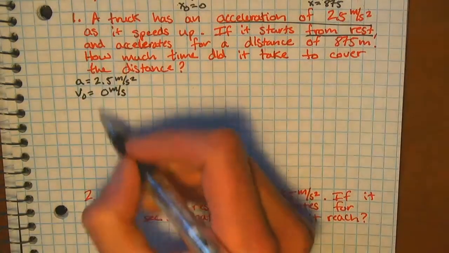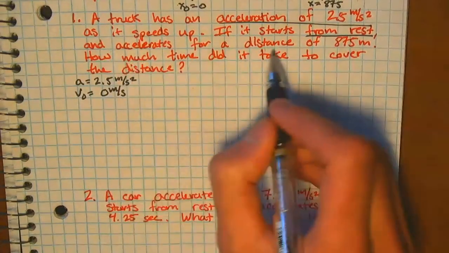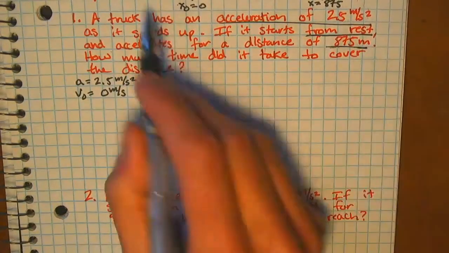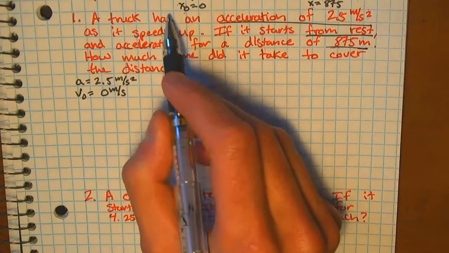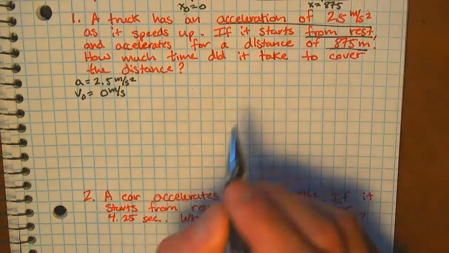You should make a list just like this. It accelerates for a distance of 875 meters. So we already kind of laid that out. That means our initial position will be 0 and our final position will be 875.